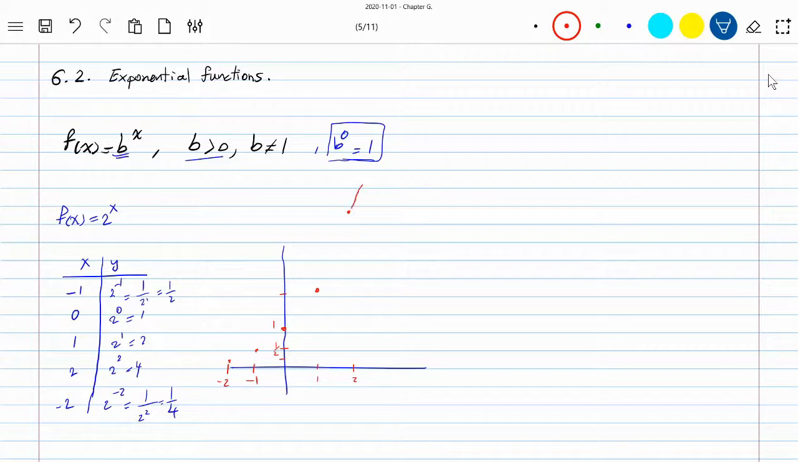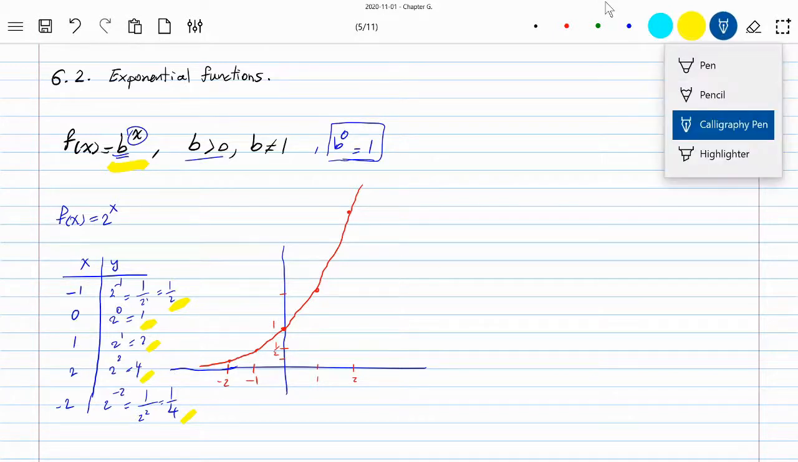And what you would notice is that the curve that goes through all these points would look like this. And it never touches the x-axis. It approaches the x-axis, but it never touches it. Whatever you pick as the exponent for x, all the outcomes are positive numbers. What we see is 1/2, 1, 2, 4, 1/4. All these are positive numbers. So I can tell you that the graph of the exponential function b to the power x is always above the x-axis. It never goes below.